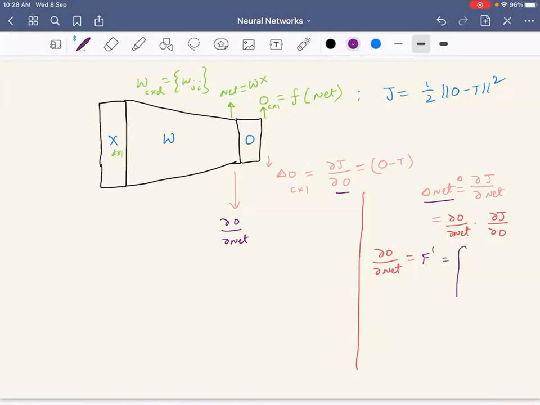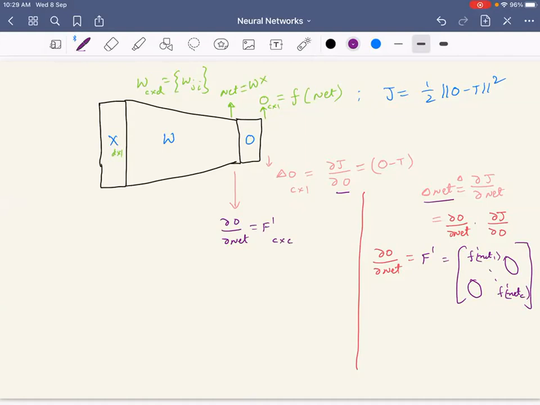So this is a matrix. F dash will be, how will it be? F dash of net 1, and F dash of net C, because it's a C-dimensional vector. And zeros here and zeros here. Right? So this dou O by dou net is F dash. Very good. And what is the dimension of this F dash? C cross C. Fine.